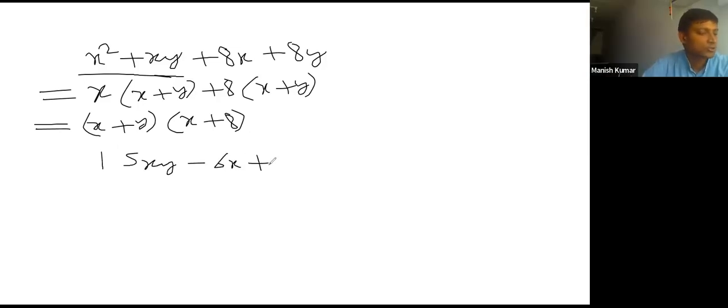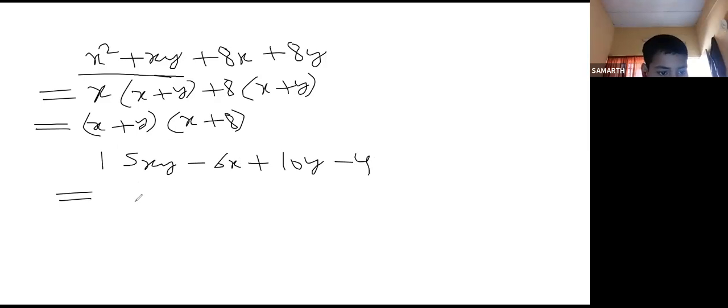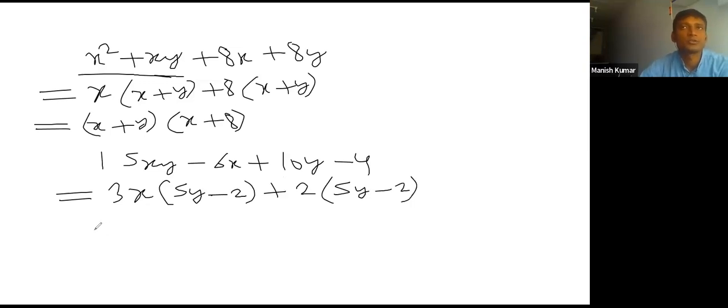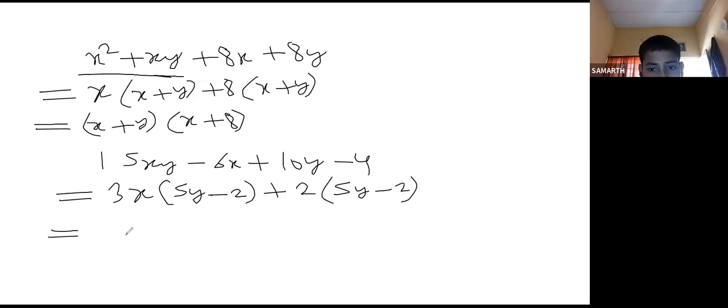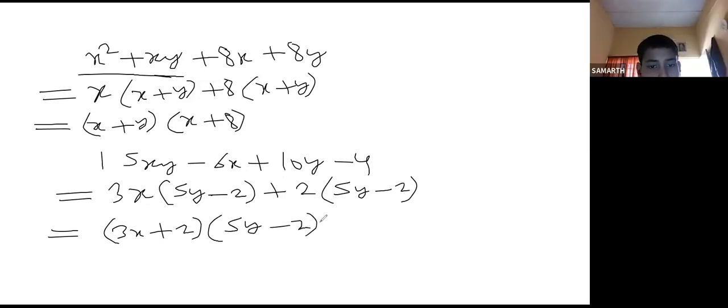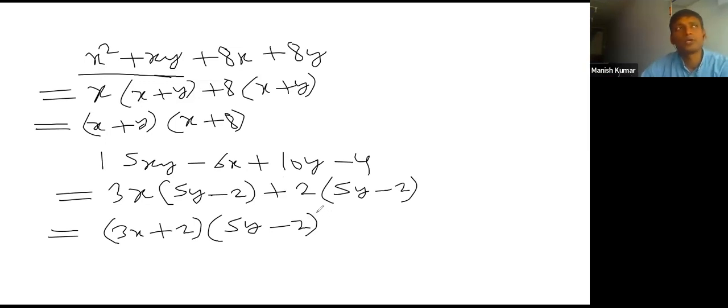15xy minus 6x plus 10y minus 4 equal to. Samar. Sir, x can be taken common. Only x, nothing else. 3 also, sir, 3 also. Okay, 3x into (5y minus 2), isn't it? And here, what can be taken as common? Sir, 2. Plus 2 into (5y minus 2). Anything else? Sir, (3x plus 2) in bracket into (5y minus 2). That's all, isn't it? Okay, I will be clearing this.